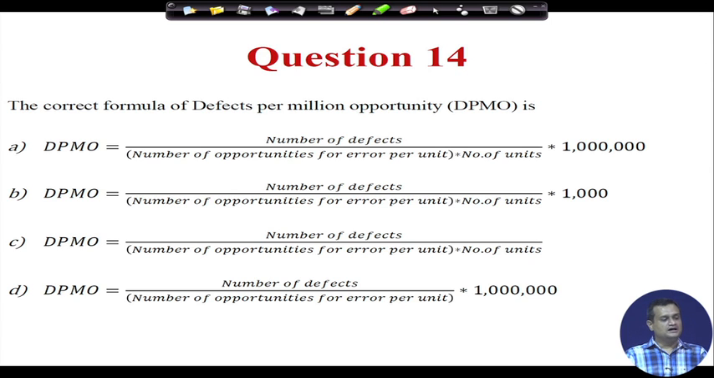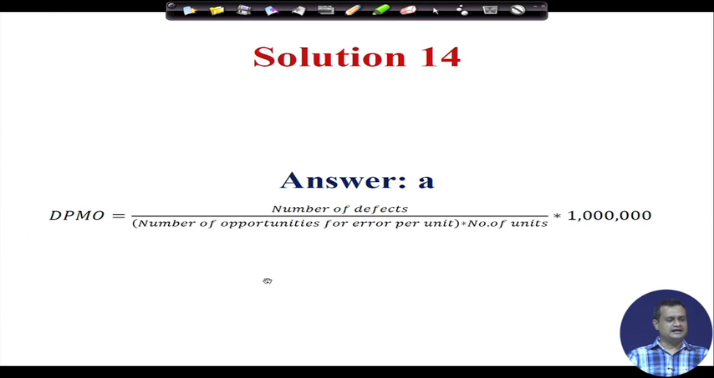Question 14. The correct formula of defects per million opportunity, that is called DPMO, is, you can see the options available on screen. DPMO is equal to number of defects divided by number of opportunities for error per unit into number of units, and likewise multiplied by say 10 lakh, 1000 and so on. So, the correct answer is A. Basically we are talking about the defects per million and number of defects divided by number of opportunities for error per unit into number of units into 10 lakh.